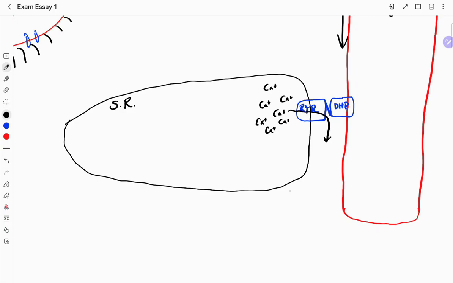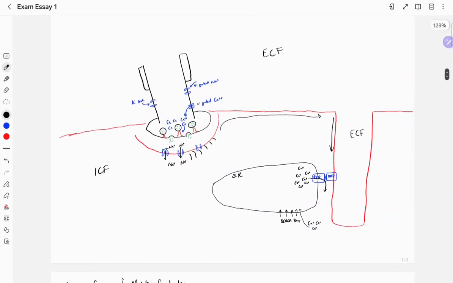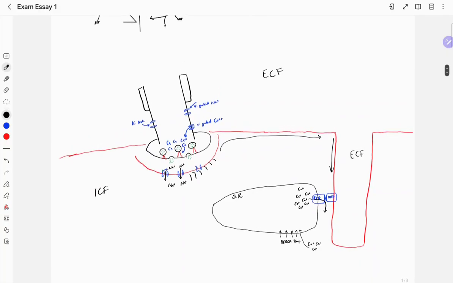Now, we also have, I'm just going to use arrows for this pump, what's known as the SERCA pump. And the SERCA pump is going to take the calcium that's building up in the sarcoplasm outside of the sarcoplasmic reticulum, and pump it back into the sarcoplasmic reticulum, therefore recycling this calcium. And that is how a normal propagation of an action potential would occur for muscle contractions.